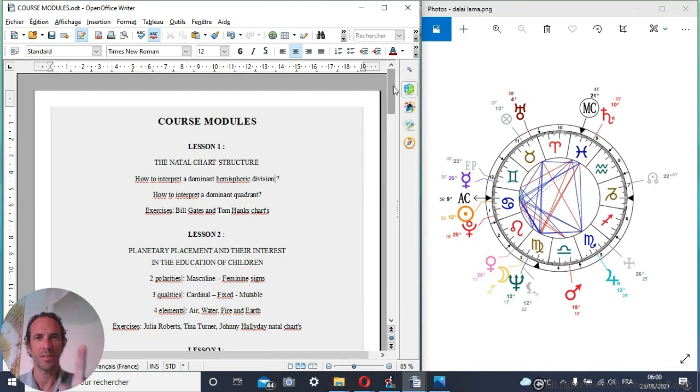First, lesson number 1, the natal chart structure. We're gonna see how to interpret a dominant quadrant. That means left or right, the bottom or the top.